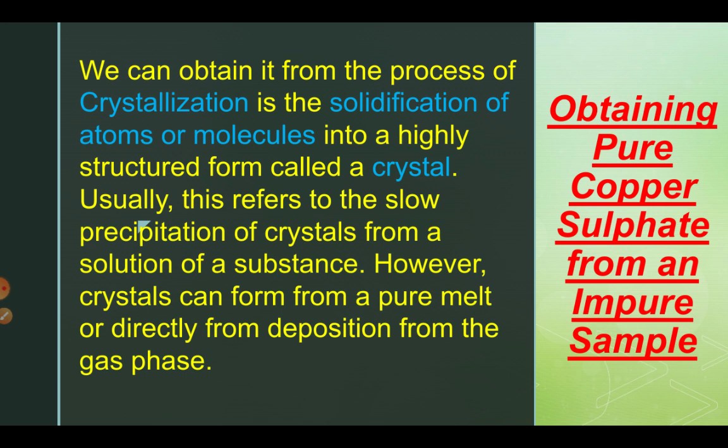Obtaining pure copper sulfate from an impure sample. We can obtain it by the process of crystallization, the solidification of atoms or molecules into a highly structured form called a crystal. Usually, this refers to the slow precipitation of crystals from a solution of a substance. However, crystals can form from a pure melt or directly from deposition from the gas phase.